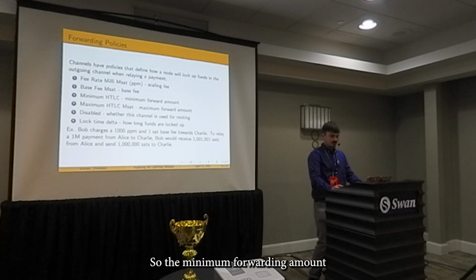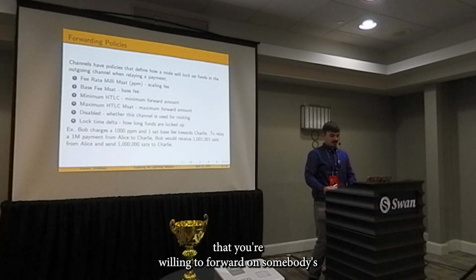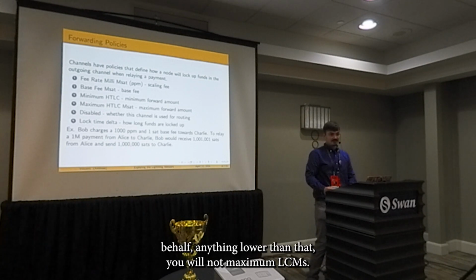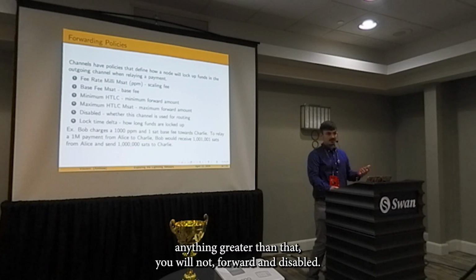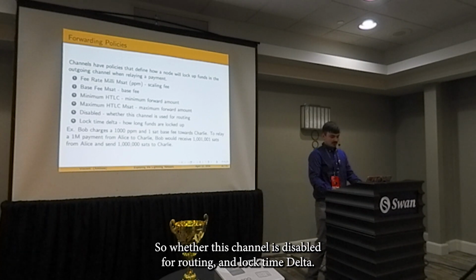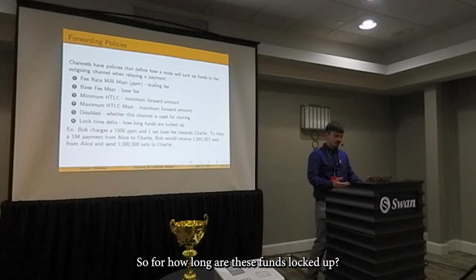Minimum HTLC, so the minimum forwarding amount that you're willing to forward on somebody's behalf. Anything lower than that, you will not. Maximum HTLC MSAT, so the maximum forwarding amount. Anything greater than that, you will not forward. And disabled, so whether this channel is disabled for routing, and lock time delta. So for how long are these funds locked up?